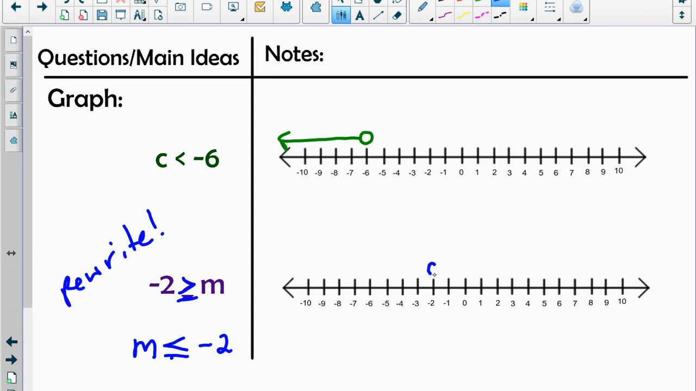So I'm going to start by drawing my circle at -2. And I realize that -2 is a solution because of the equals bar underneath it. So that means I need to fill in my circle, my boundary circle. And then I want to show which side of that boundary has all of my solutions. So if m is less than or equal to -2, the numbers that are less than -2 are to the left. And then the equals part just told me to fill in the circle.